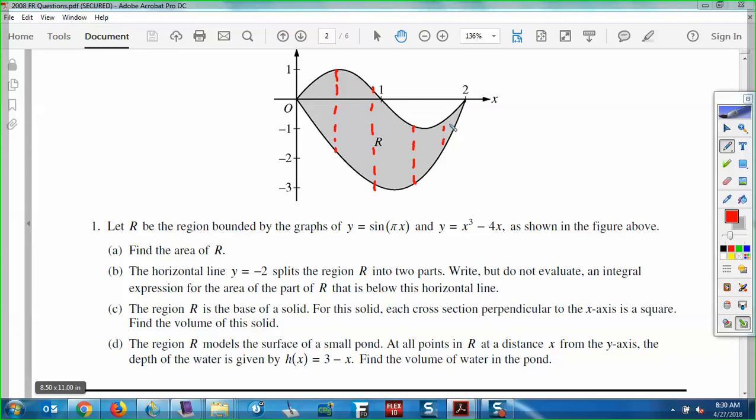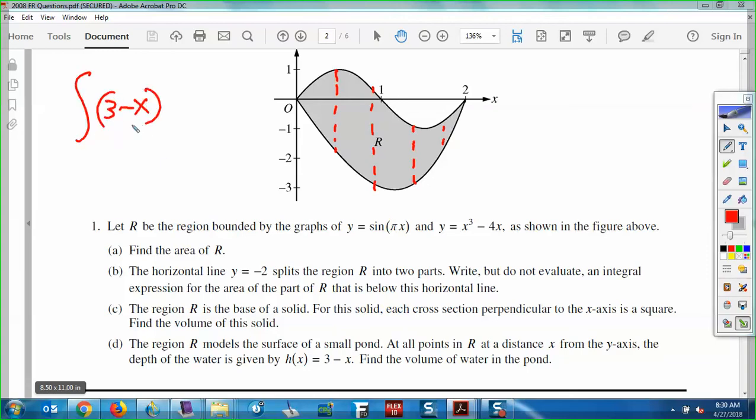What have they given you? What's the 3 minus x? How far down below it's went, right? So what shape are the slices going to be? They're just going to be rectangles. They're going to be this length, right? And however far they go below, or if you imagine the pond coming up above, that depth, right? Well, that depth is 3 minus x. So what are you going to do? You're just going to take 3 minus x.